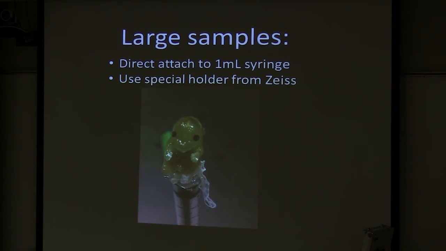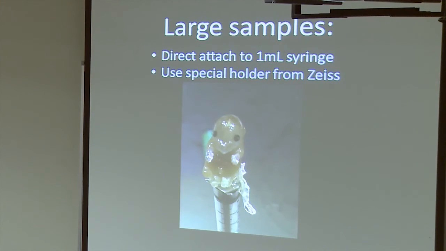Now, if you have a big sample that isn't going to fit inside that syringe, you can directly attach it to the end of the 1 ml syringe. So again, we've cut the tip off of that 1 ml syringe, just filled it with a bunch of super glue. I prefer super glue gel. And then just dropped our little mouse embryo right on the top there. Give it about 20 seconds, it hardens, dunk it right into the microscope.